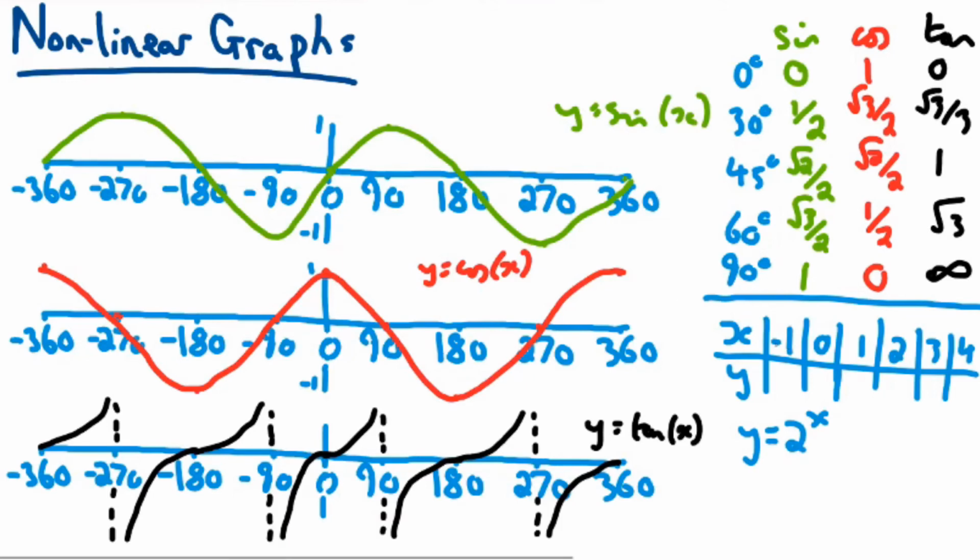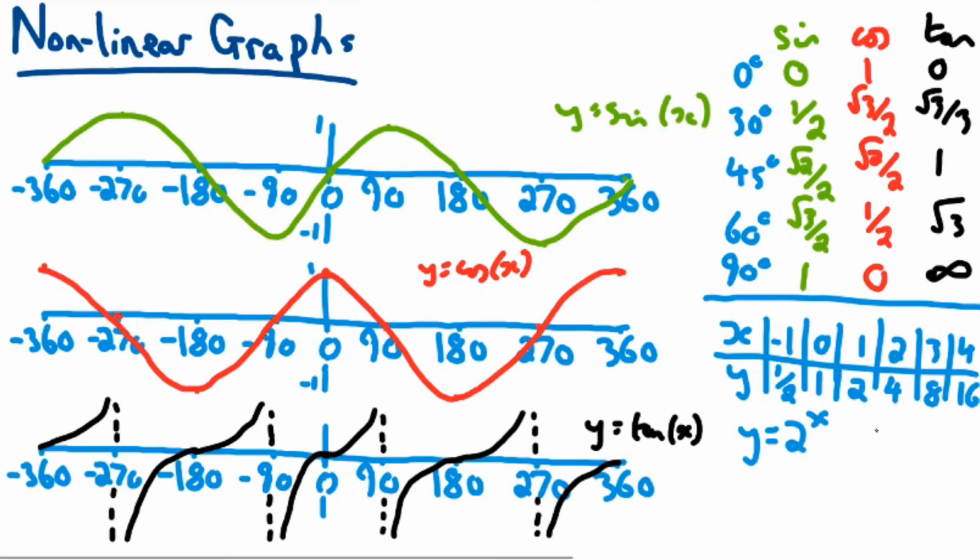If you were to plug this in here, so 2 to the power of minus 1, that should give you a half. 2 to the 0 is 1. Anything to the power of 0 has a value of 1. 2 to the power of 1 is going to be 2. 2 to the 2 is 4. 2 to the 3 is then 8. And 2 to the 4 is 16.